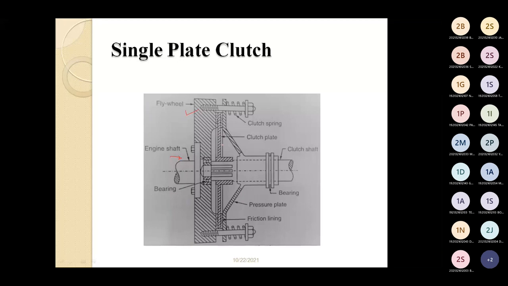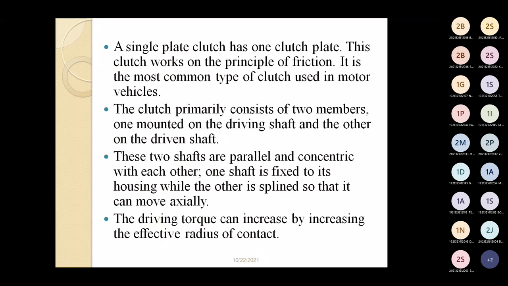Now the single plate clutch consists of parts like the pressure plate, friction lining, bearing, clutch plate, and clutch spring. The single plate dry clutch works on the principle of friction. When two friction surfaces are brought in contact with each other and one revolves, the other also revolves. This is the working principle. It has one clutch plate, and it is the most common type of clutch used in automobiles.